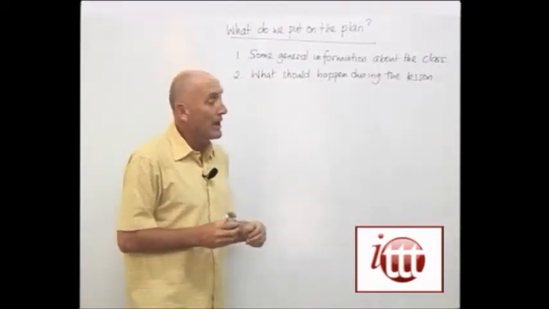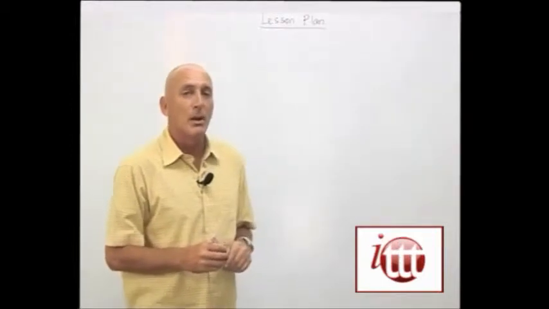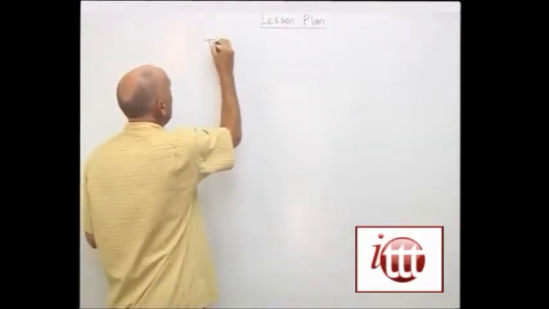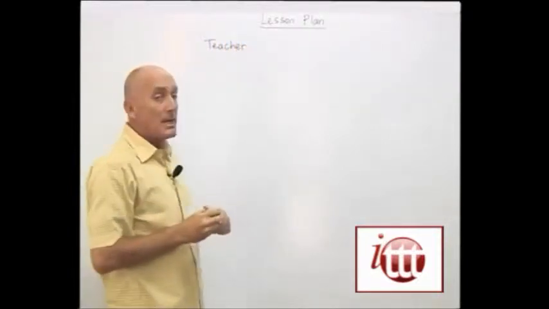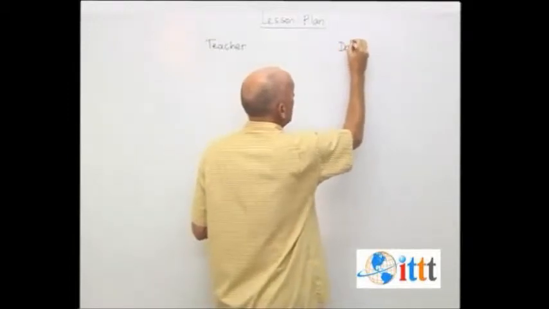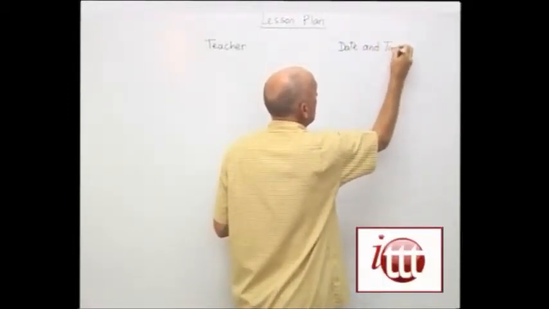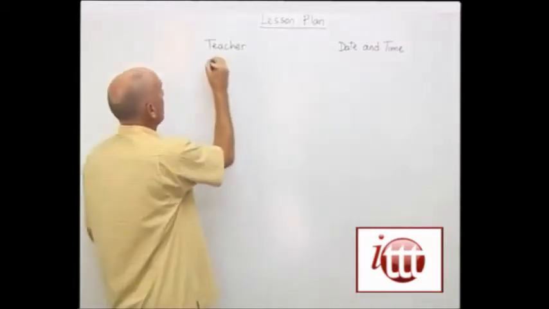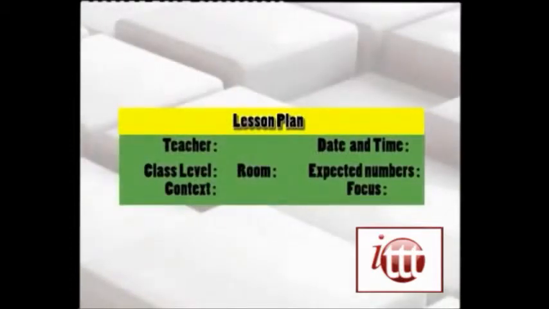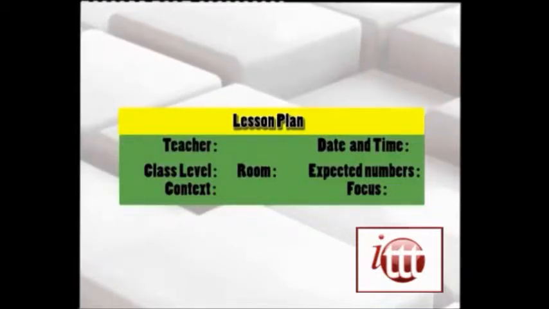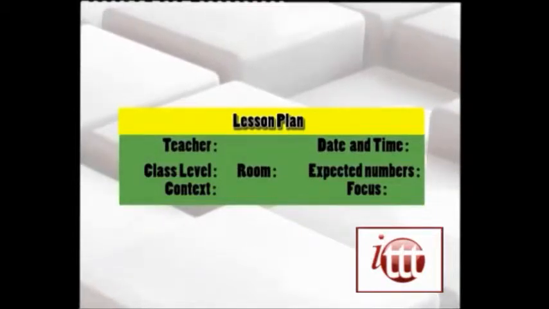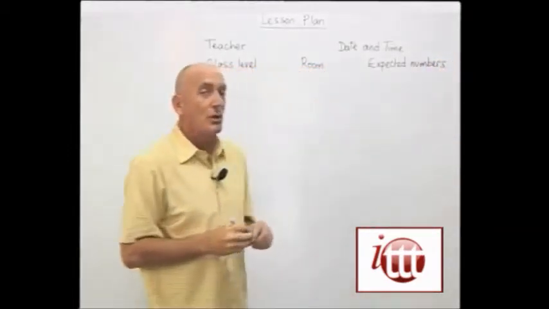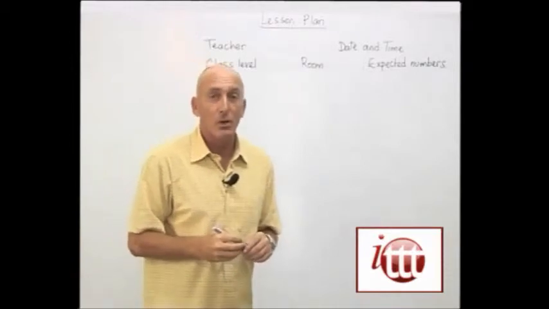So let's have a go at creating a lesson planning document. The document itself needs to contain some general information about the class. For example, the name of the teacher, the date and time of the lesson, what level of class is being taught, and in what room. How many students are we expecting? This is important when we've got things like photocopying and materials to do.